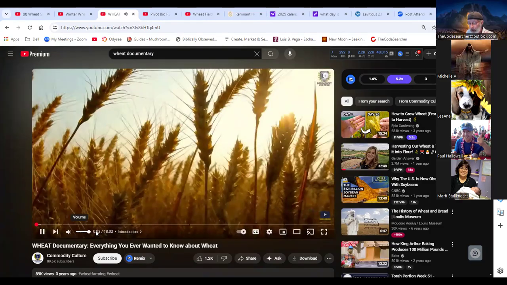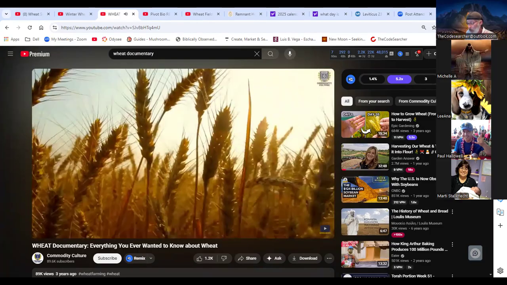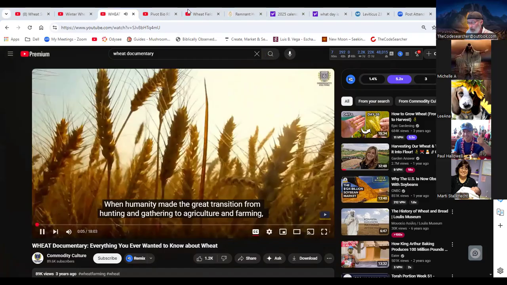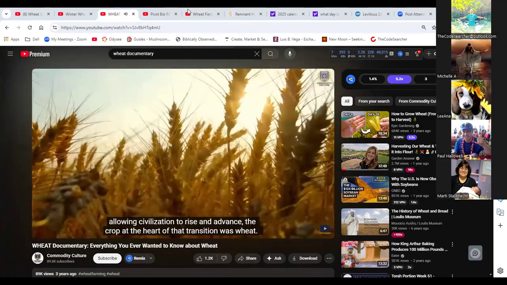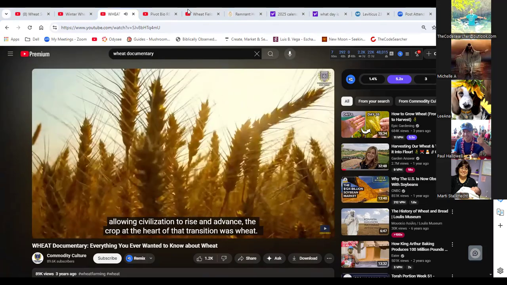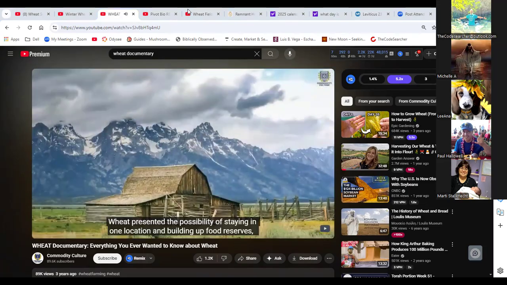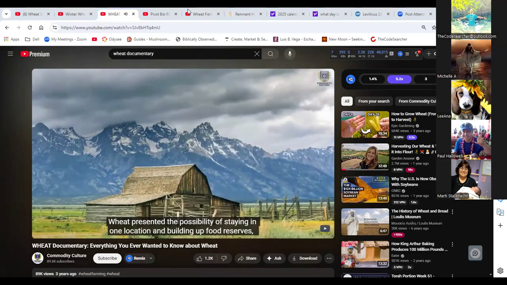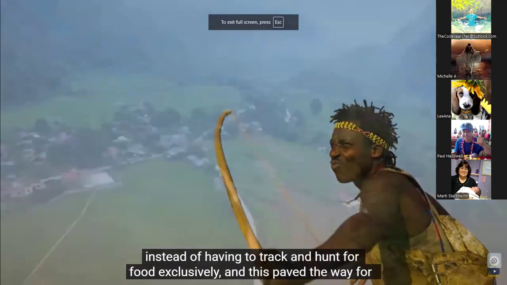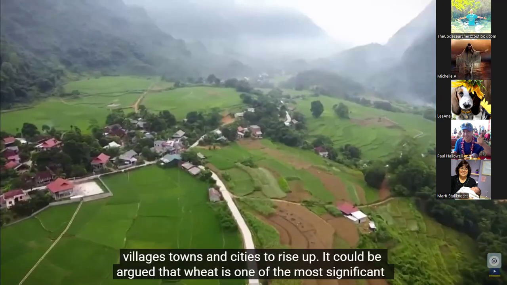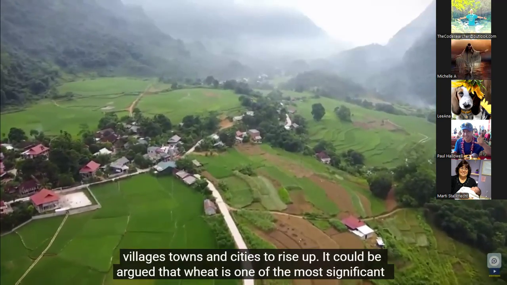When humanity made the great transition from hunting and gathering to agriculture and farming, allowing civilization to rise and advance, the crop at the heart of that transition was wheat. Wheat presented the possibility of staying in one location and building up food reserves instead of having to track and hunt for food exclusively. And this paved the way for villages, towns, and cities to rise up.